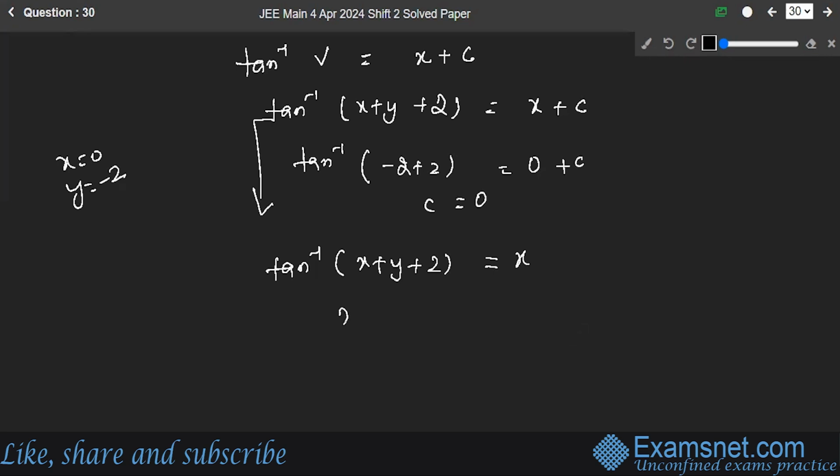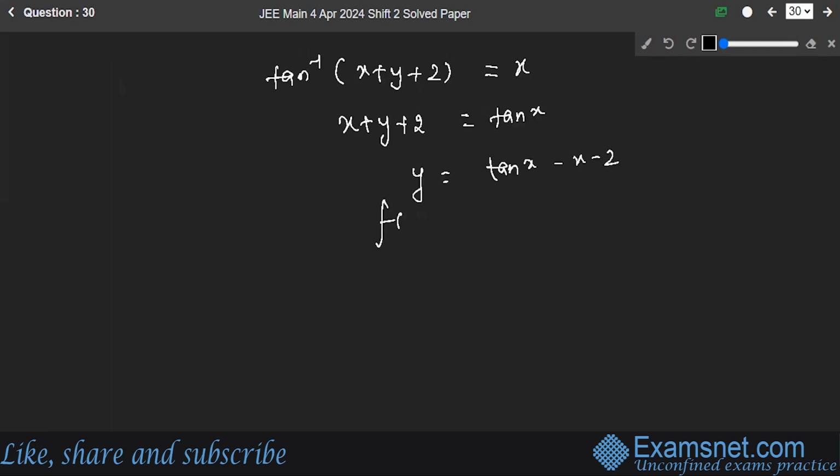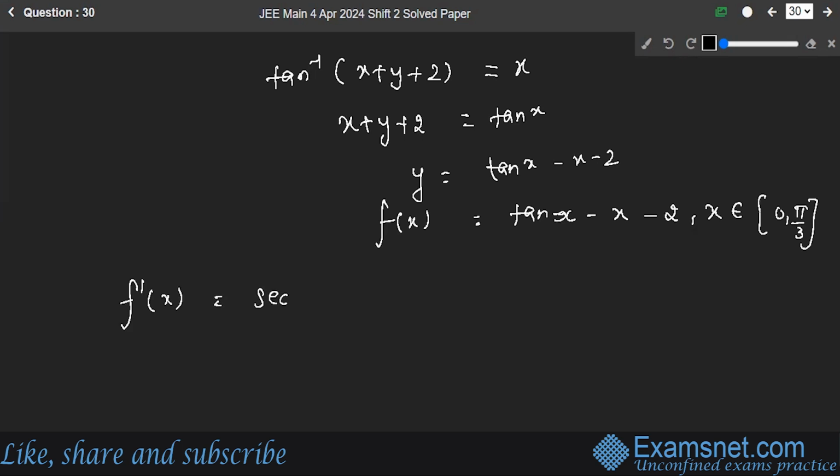So you can write it as x + y + 2 is equal to tan x, or simply y can be written as tan x minus this, right? Or f(x) is equal to tan x - x - 2. You are given that x belongs to [0, π/3]. So let's find out the derivative. f'(x) can be written as sec²x - 1.